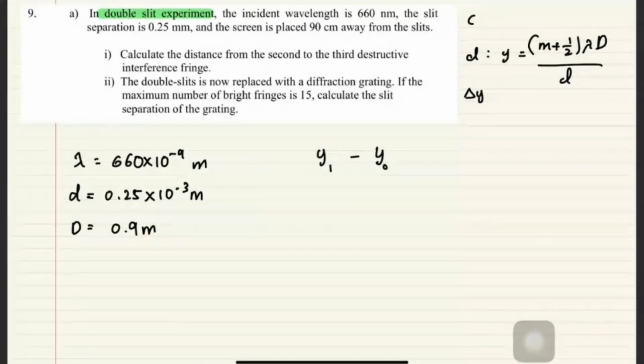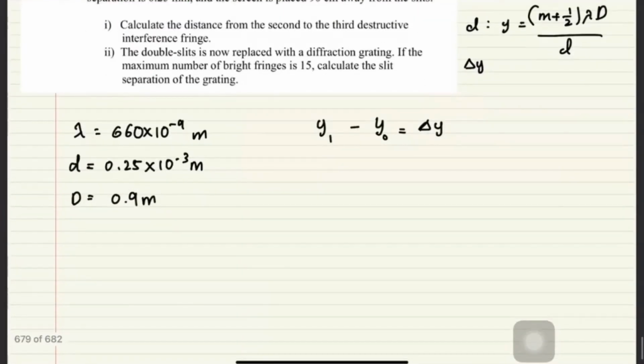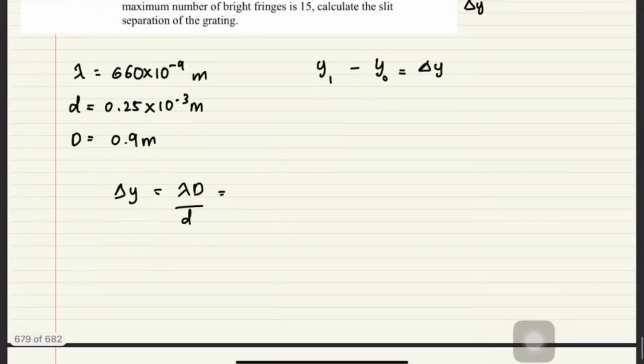Okay. Or alternatively, this one is basically equals to delta Y. So kamu tahu yang delta Y ni adalah separation between the next adjacent. So third, second and third itu dia punya next adjacent lah. So you can use that formula straight away. Delta Y sama dengan lambda D over d. Dan dari matter sebab size dia tu sama. Konstruktif tu destruktif, jarak dia tu sama.